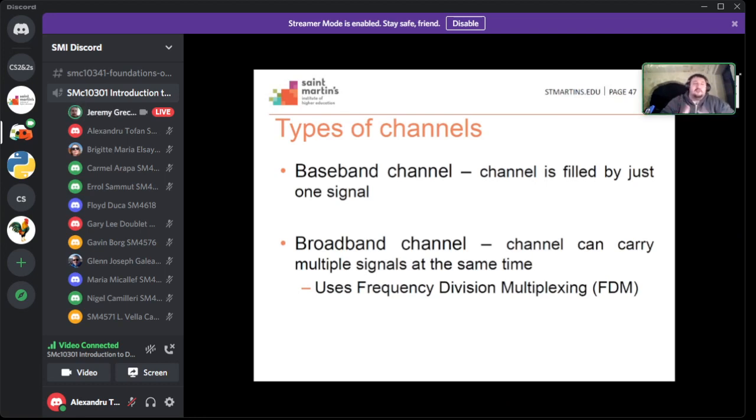Now, there are obviously different types of channels that can also be used. When one talks about the idea of a baseband channel, essentially what we're talking about is a channel that is being used in order to satisfy one signal, as we were talking about in the past, with the older style of telephones, for example.